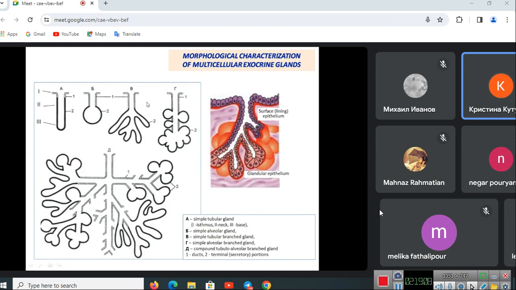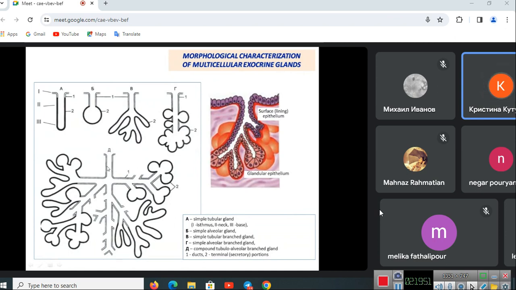Now go here. Here we see that the duct is not branched, so it will be simple, but the secretory portions are branched, or not one but a few secretory portions lead to one duct. It means that the second word in the name will be branched. And then the third word will be about the shape of the secretory portion. Again, it is tubular, like here. So this gland will be called simple branched tubular. Next here, this will be simple branched alveolar.